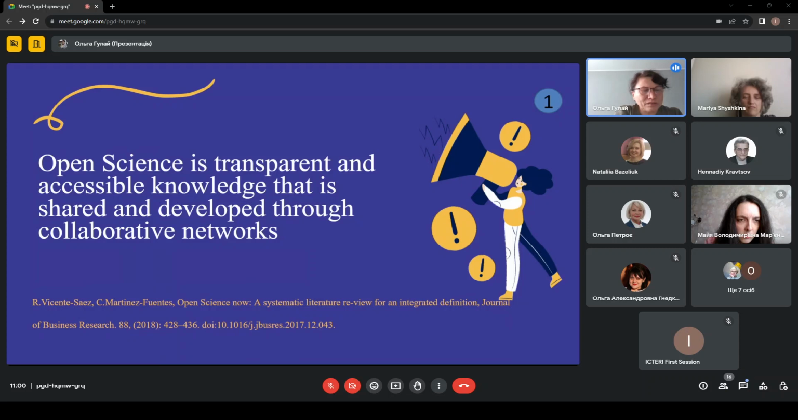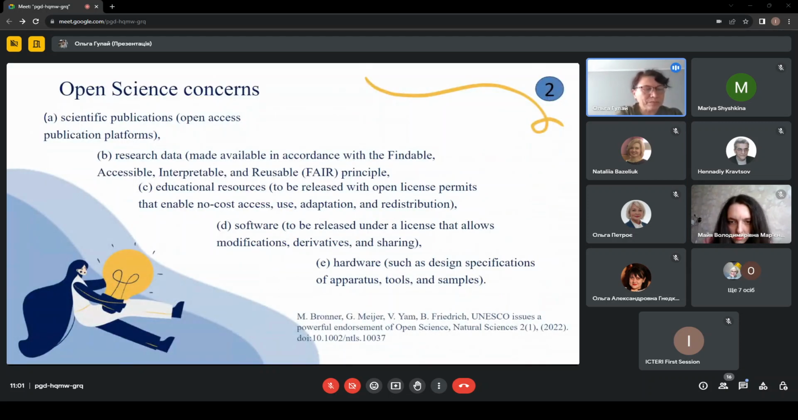Among the numerous long and short interpretations of this concept, we choose the one presented in the review by Vincent Sayce: open science is transparent and accessible knowledge that is shared and developed through collaborative networks. The application of open science principles has great potential to accelerate the research cycle of global human problems in the 21st century. This is recognized by a number of recent documents of such governmental organizations as the European Commission, the European Parliament, the European Council, the Organization for Economic Cooperation and Development, the United Nations, and the World Bank.